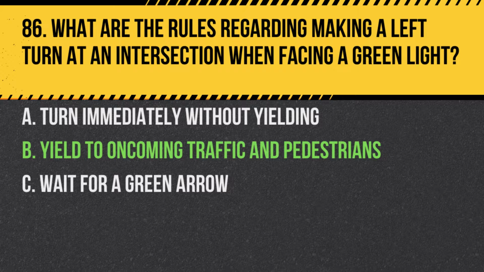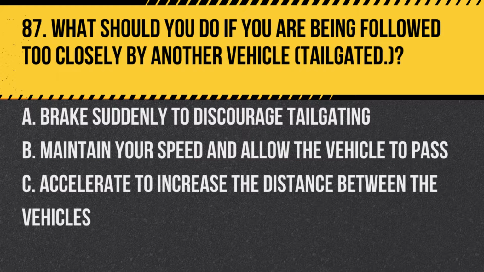Answer: B. Yield to oncoming traffic and pedestrians. When making a left turn at a green light, yield to oncoming traffic and any pedestrians crossing the street. Question 87. What should you do if you are being followed too closely by another vehicle, tailgated?